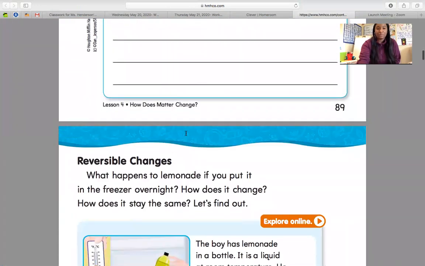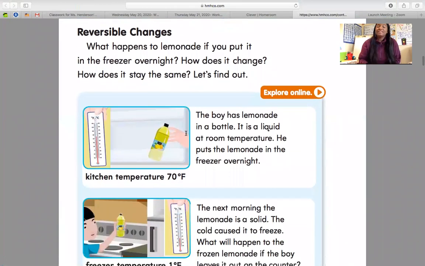All right, let's start with reversible changes. It says, what happens to lemonade if you put it in the freezer overnight? How does it change? How does it stay the same? Let's find out. It says the kitchen temperature is 70 degrees Fahrenheit. The boy has lemonade in a bottle. It is a liquid at room temperature. He puts the lemonade in the freezer overnight.